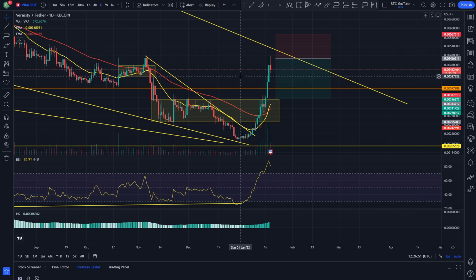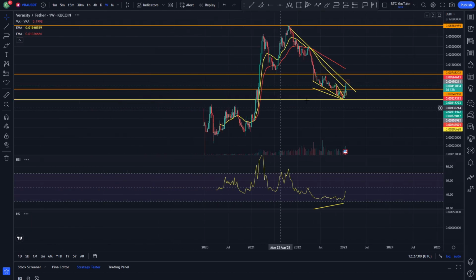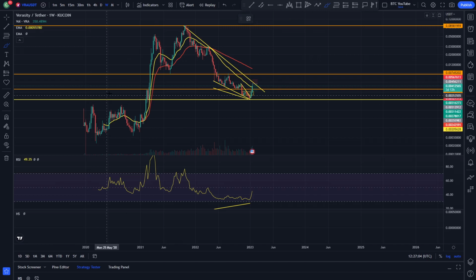I've got a massive bag of this for the long term. And if it's hitting $1 or $2 in the next 5 years, people are going to be very happy on it, including me. And I do think that is possible. If you look at the weekly chart here, it's very interesting, this chart. It looks like it's basically just coiling up, isn't it?